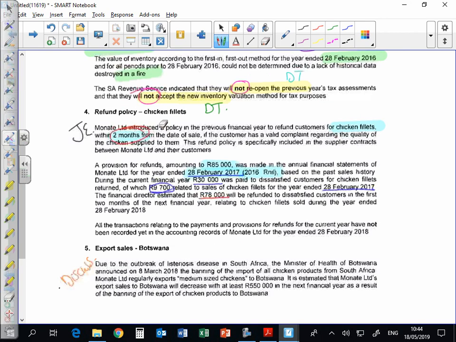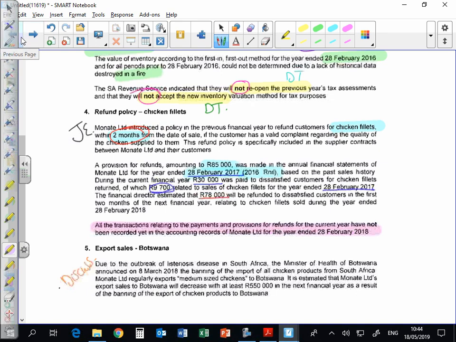Then they said that chicken fillet was sold during the past 2 years, first 2 months. All transactions relating to payments and provisions for refunds for the current year have not yet been recorded. Right, that's why they asked us for the journal entries. That's why we're recording them in our financials.